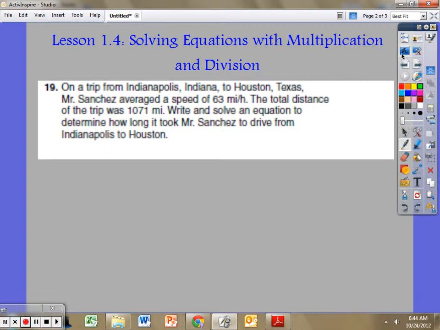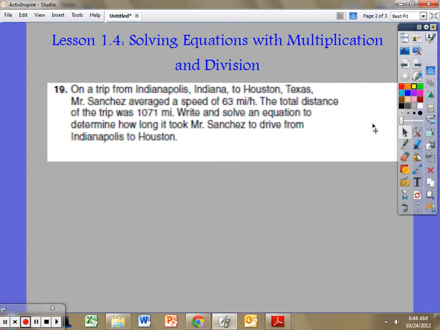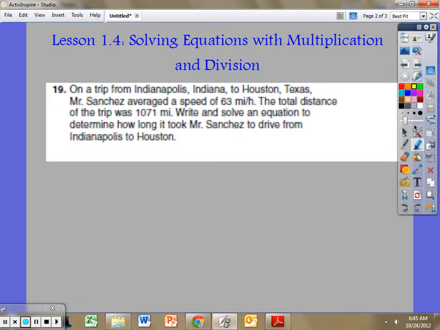It says here, on a trip to Indianapolis, Indiana to Houston, Texas, Mr. Sanchez averaged a speed of 63 miles per hour. The total distance of the trip was 1,071 miles. Write and solve an equation to determine how long it took Mr. Sanchez to drive from Indianapolis to Houston. This is the problem that's going to hurt us. When we have to write and solve an equation, we struggle.